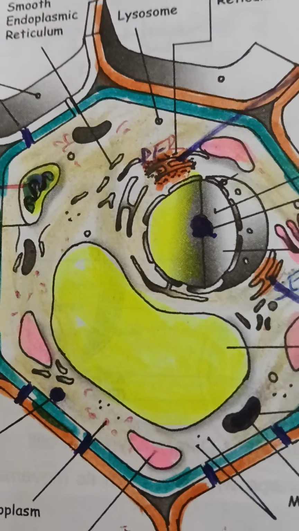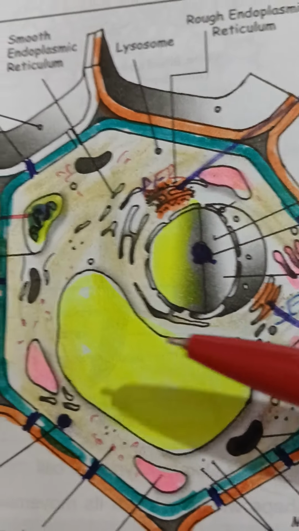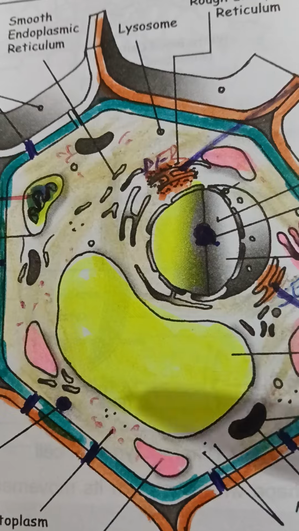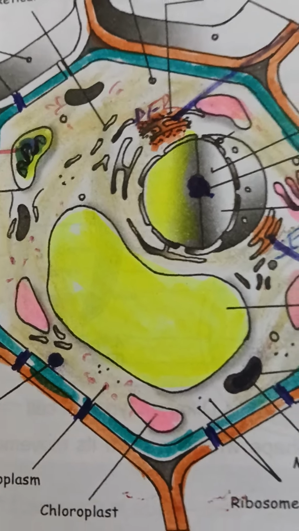So vacuoles are vital for cell health and function. In plants, they are crucial for growth, development and responding to environmental stresses. In animal cells, they help manage waste and transport. So this is about the vacuole.